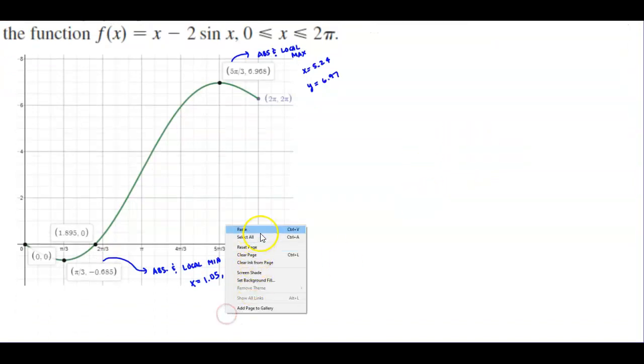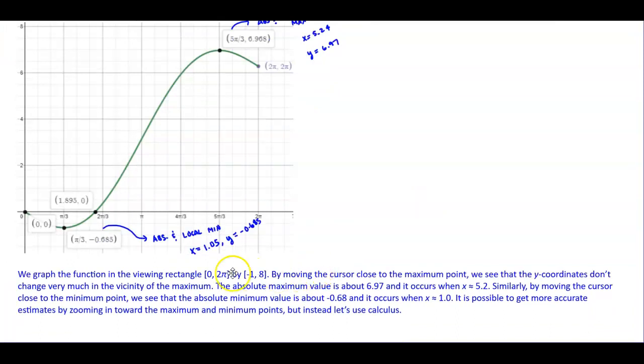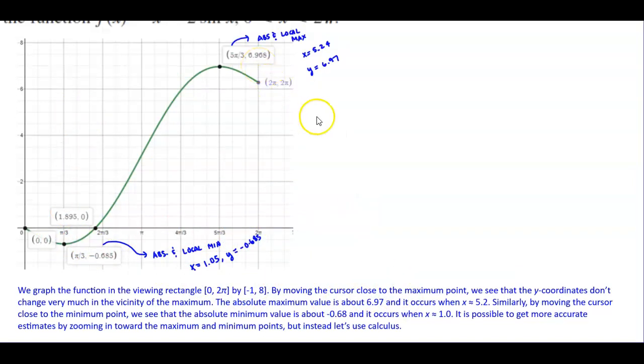If we summarize, we can see that when we graph the function above in the viewing rectangle between 0 and 2 pi and negative 1 to 8, by moving the cursor closer to the maximum point, we see that the y-coordinates don't change very much in the vicinity of the maximum. However, the absolute maximum value is about 6.97, and it occurs when x is approximately 5.2. Similarly, by moving the cursor close to the minimum point, we see that the absolute minimum value is about negative 0.68, and it occurs when x is approximately 1.0. It is possible to get more accurate estimates by zooming in toward the maximum and minimum points, but instead we're going to use calculus in part B.